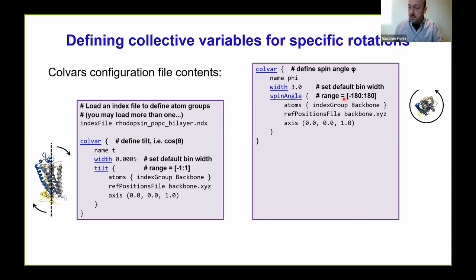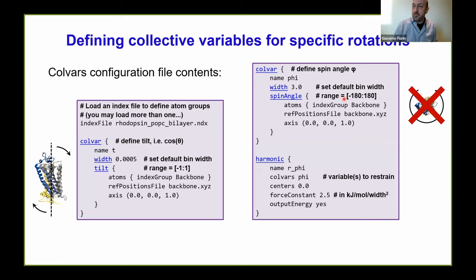Now remember what I said, this kind of rotation, we don't want it to happen, not because it's damaging or wrong to happen in the system, but it's inconvenient to analyze a simulation when the protein keeps spinning around. So we stop this spinning rotation from happening by applying a harmonic restraint centered around zero, the initial value, on the spin angle variable. And the force constant is given in energy units for GROMACS divided by the spacing that we've defined here, the width resolution, or if this width is at the default value of 1, this is exactly the same as the unit of the collective variable.